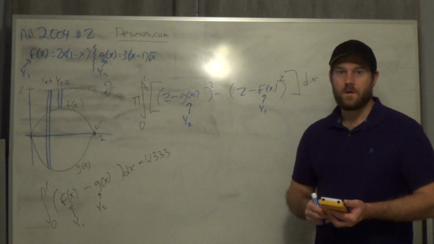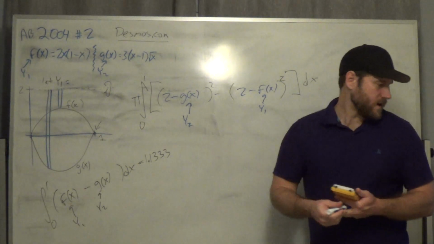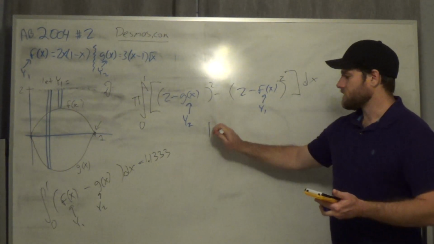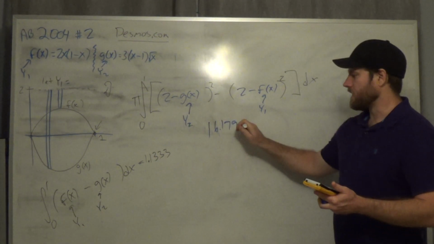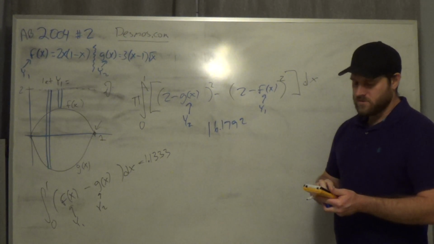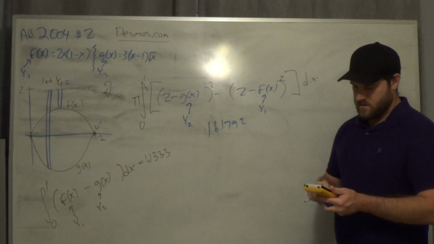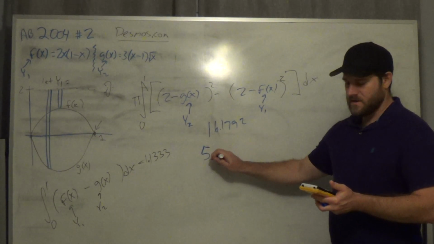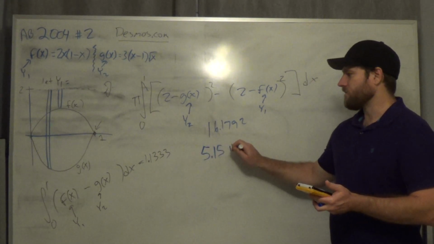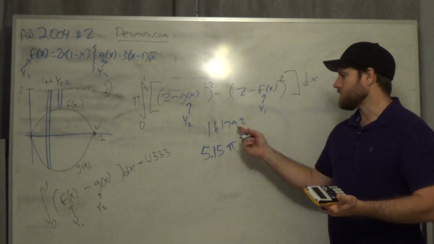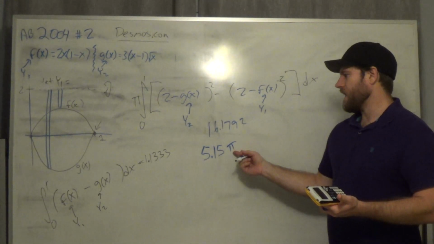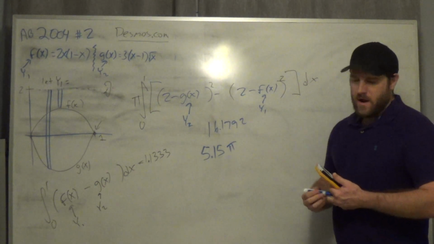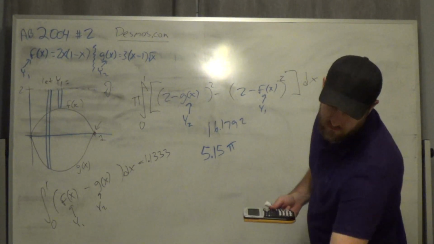Wait, and I get the answer of 16.179-ish. So 16.1792. Now if you did not use the pi button, you would have gotten something near 5.15 pi. So you can either leave the pi out or use the pi in your calculations. Alright, this gets us to part C.